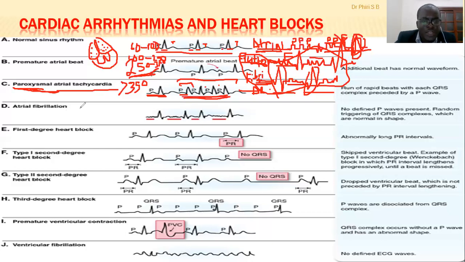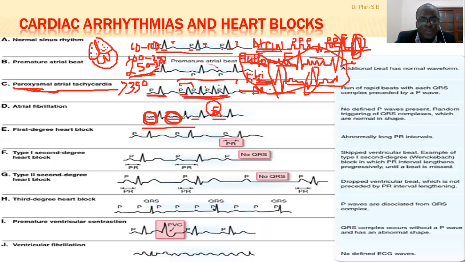Then you have atrial fibrillation. I've already explained that you have these fibrillation waves. For flutter waves, it's a capital letter F. For fibrillation, it's a small letter f. These are called f waves. It's more like a zigzag. So this is atrial fibrillation. You can see that there is overcontraction of the atria that is not coordinated because you have a lot of action potentials stimulating them.